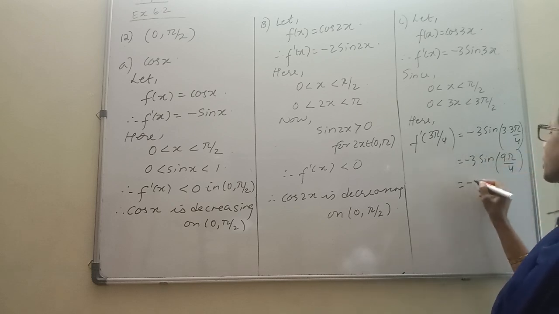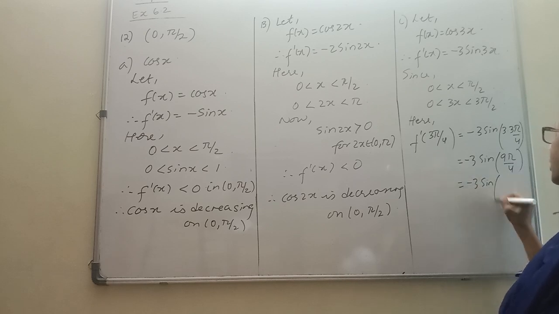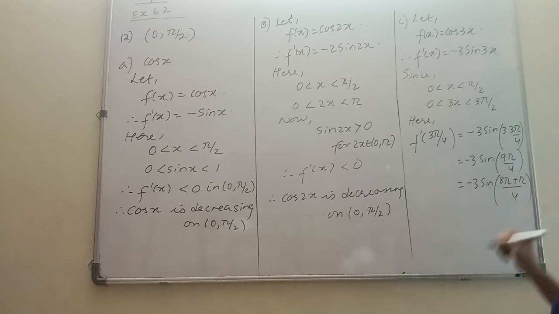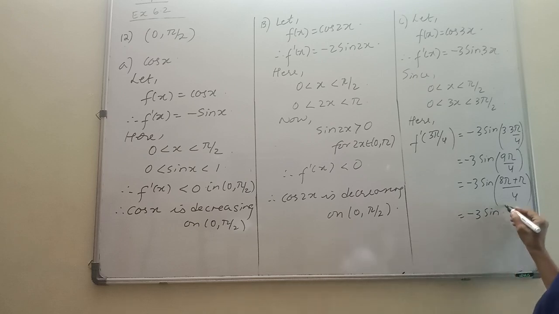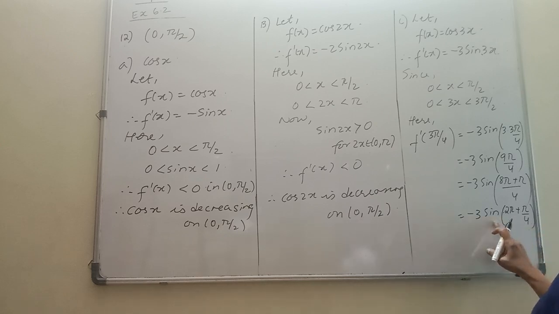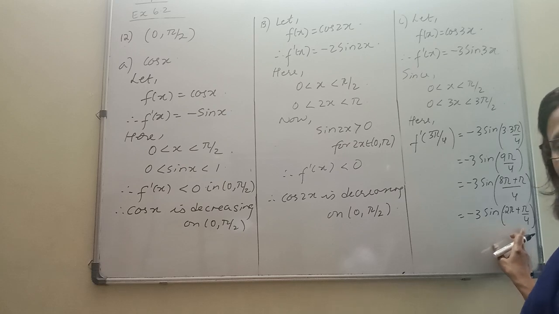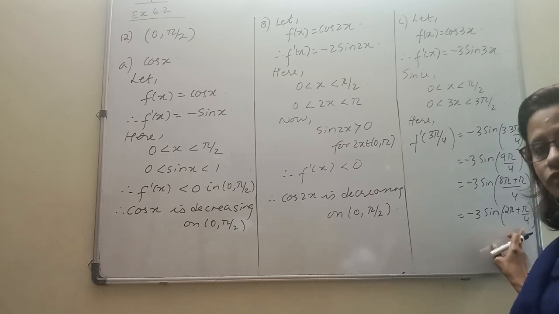Now we all know that 9 pi by 4, we can write as 8 pi plus pi by 4. We always do that, isn't it? So this will come to minus 3 sine of 8 pi plus pi by 4. When we organize the terms, it is 2 pi plus pi by 4, good old days. So this is now of the type 2 pi plus theta, which is in the first quadrant. Anything of the type 2 pi plus theta falls in the first quadrant.